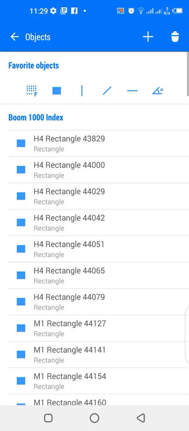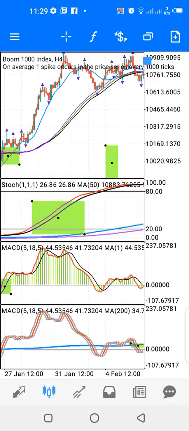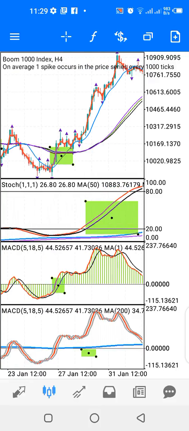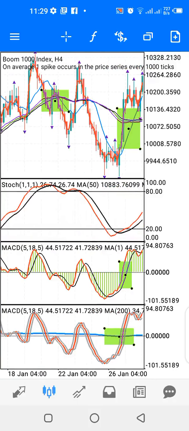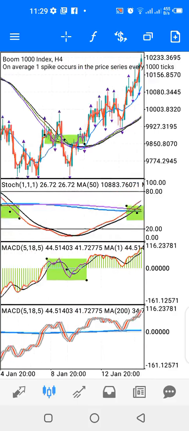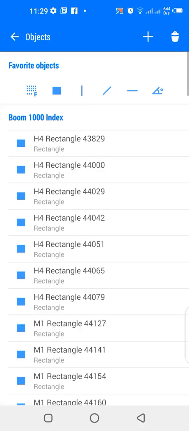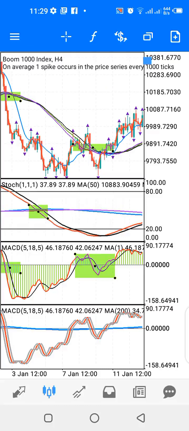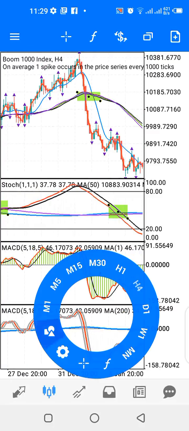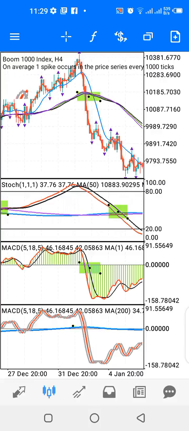Like there's a cross above here for it to have a buy signal. This is another cross above. There's one here, also a buy. Now this is a cross below for us to have sell signal.